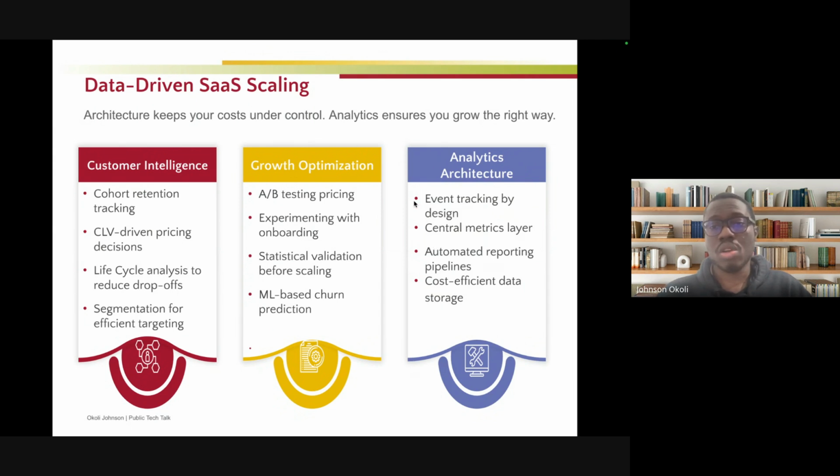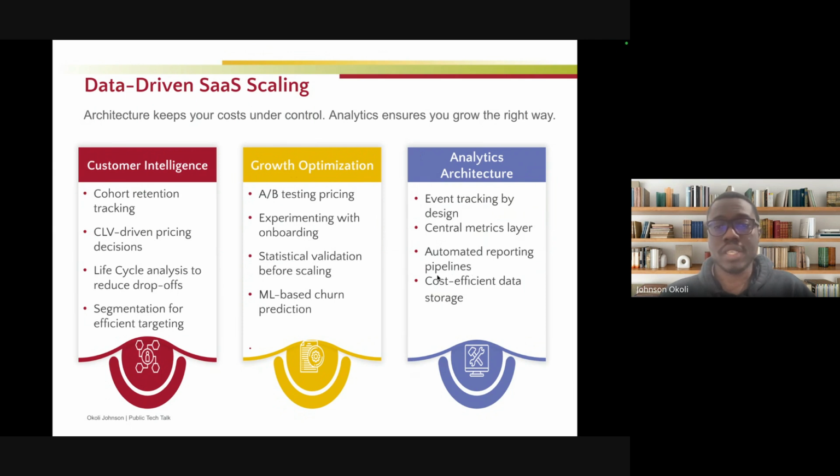Analytics architecture: you want to have an event tracking design where you track users' activities. You can know what a user did and what the experience of that particular user was, so that you can have more personalized metrics. Central metrics layer: have a central point of view to view the users' activities, the subscription rates, everything that has to do with the customer's life cycle.